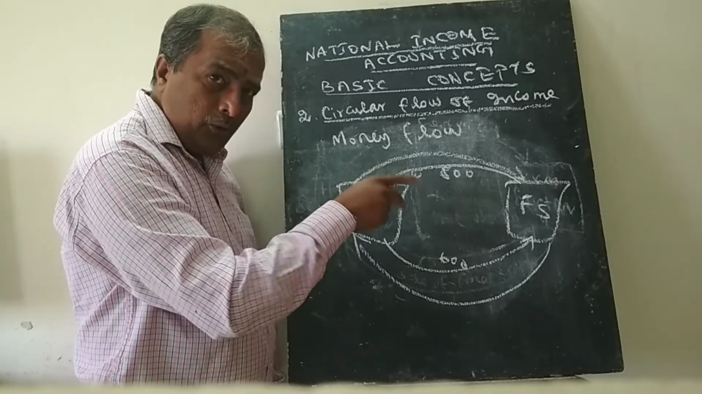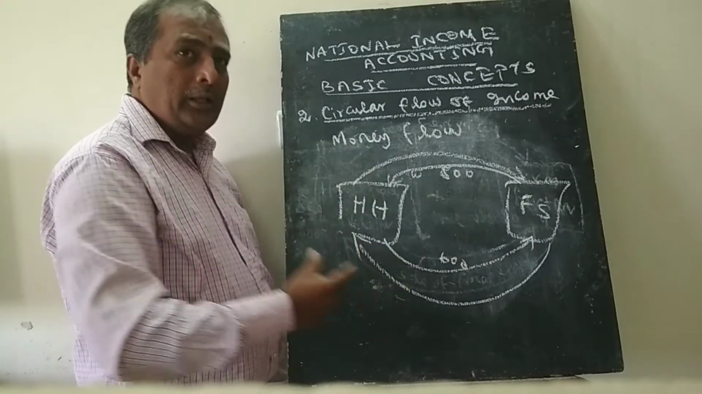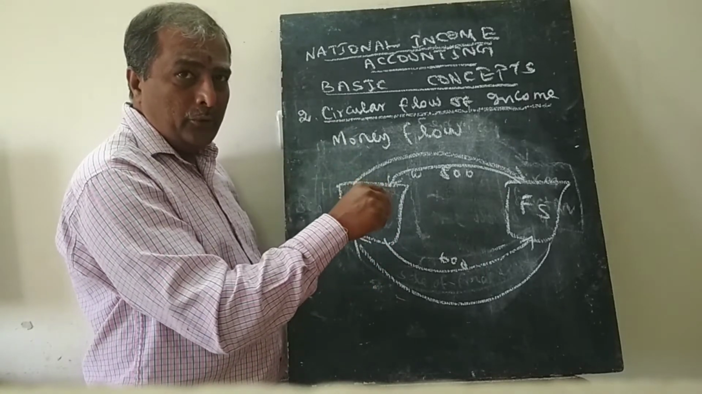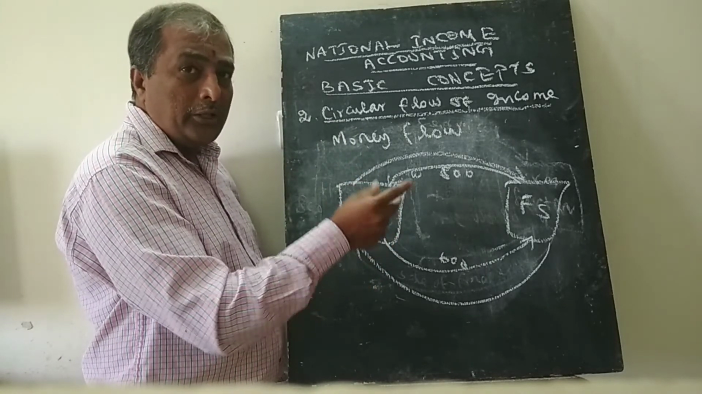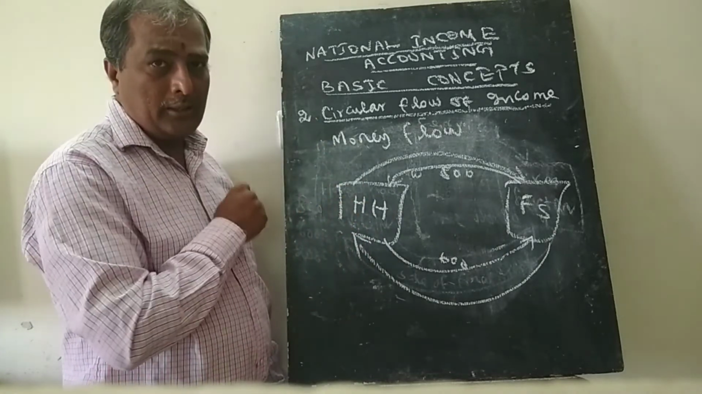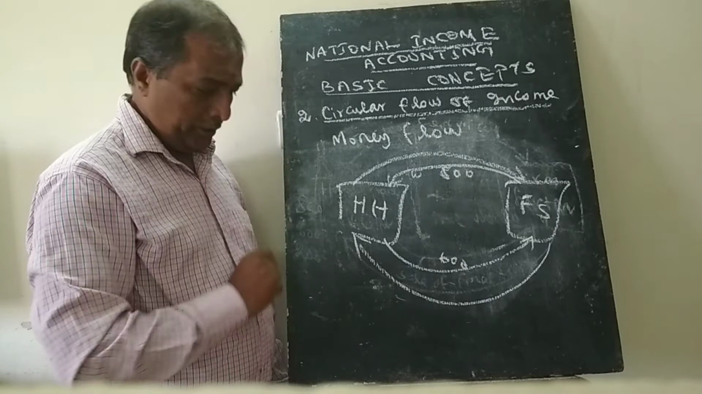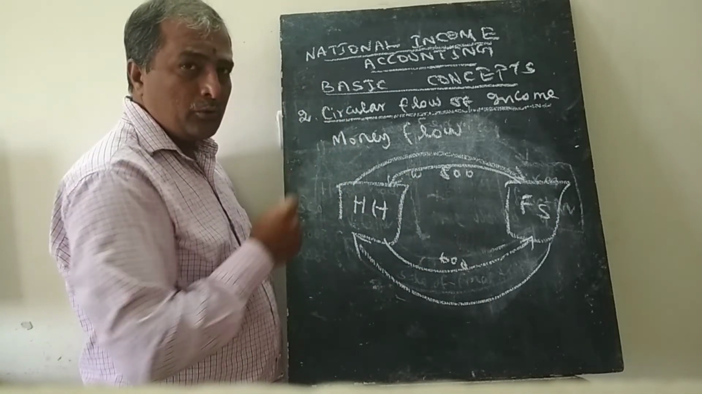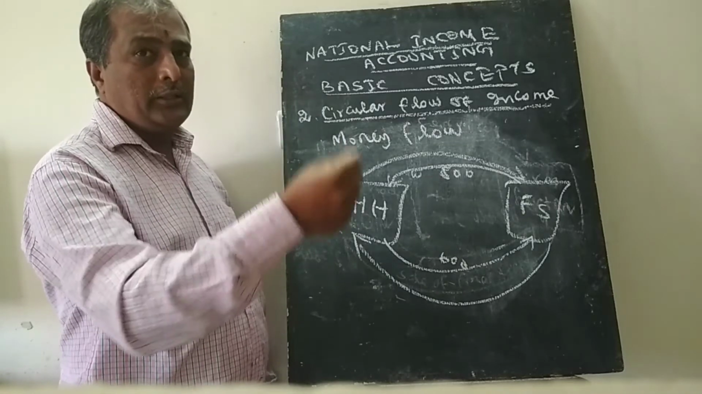I would like to talk about that also. Though it is a little higher level concept, you must know it very clearly. How? The first one is known as injection. The second one is known as leakage. When you talk about the circular flow of income, we should know about the injection and leakages too.